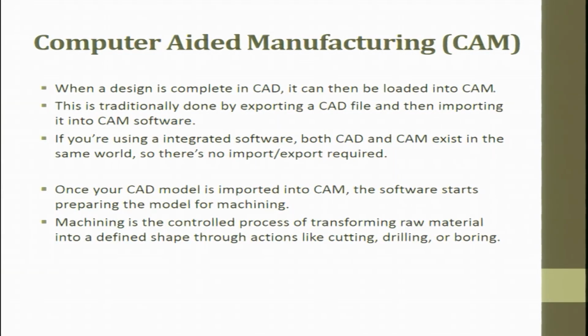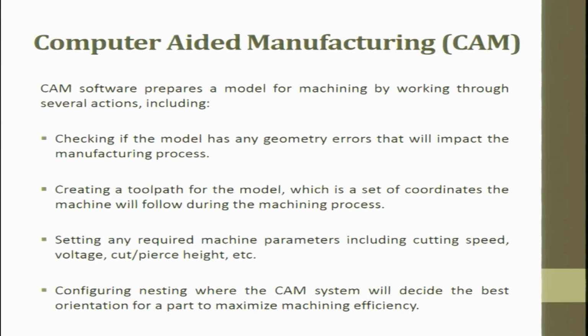So, computer aided manufacturing: when the design is complete in CAD, it can be loaded into CAM. It is traditionally done by exporting a CAD file from the CAD software and importing it into a CAM software, or by using an integrated software. Both CAD and CAM exist today. Once your CAD model is imported into CAM, the software starts preparing the model for machining, and the machining is controlled, which converts the raw material into a finished product.